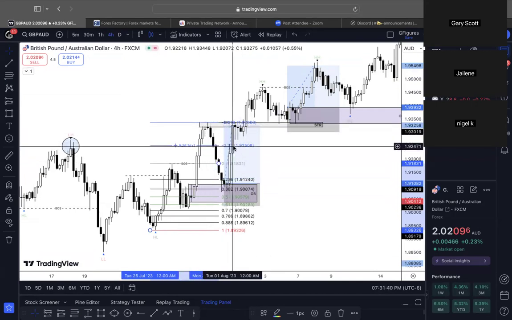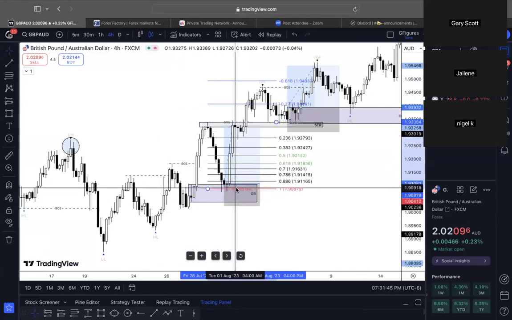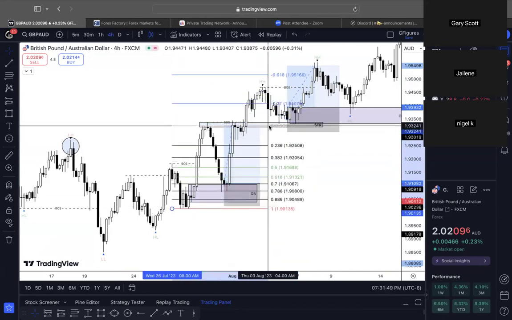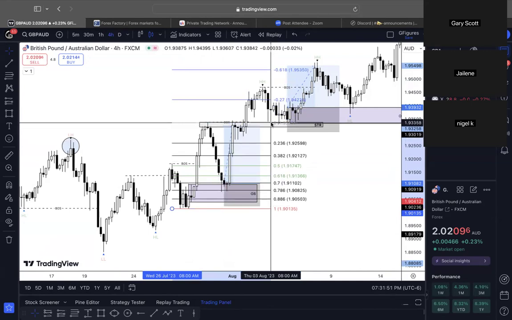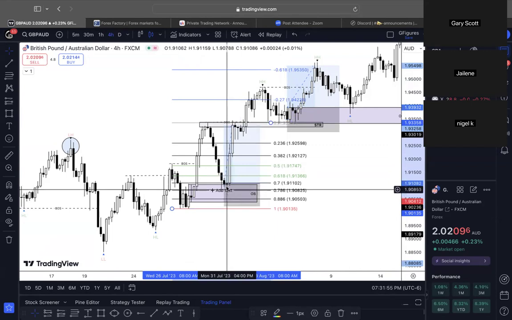That's 0.27, right? We can then go from there to here, right? From this higher low to this new high. What does price come back to? That's 0.2, that's 0.7, right? And it even hits the 0.786 right on the money, right?